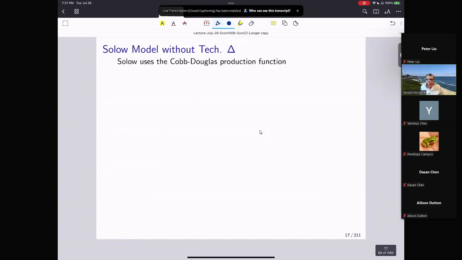To continue and show you how constant returns to scale works in the aggregate production function that Solow adopts, Solow adopts what's called the Cobb-Douglas production function. It's a particular production function that looks like this. This is the F function. It says, take K, which is the capital stock, and raise it to the alpha power, where alpha is a fraction between 0 and 1. Then multiply that by L, where L is raised to the 1 minus alpha power.